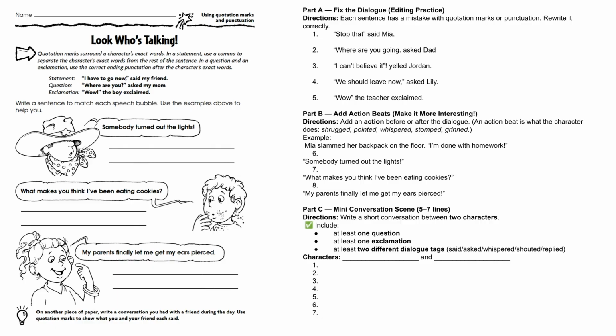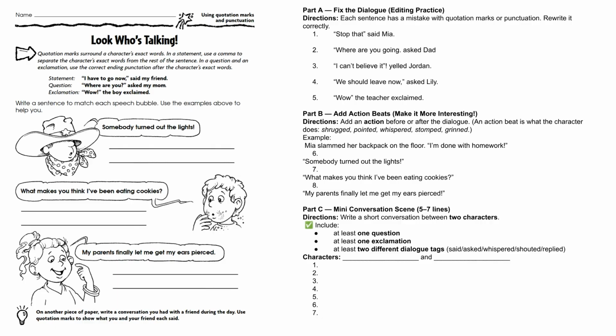In part B, we are adding action beats. An action beat tells what the character is doing while speaking. This makes the dialogue more interesting. Instead of only writing, "Somebody turned out the lights," you could write, "Mia froze and grabbed her friend's arm. Somebody turned out the lights." The action helps the reader imagine the scene.